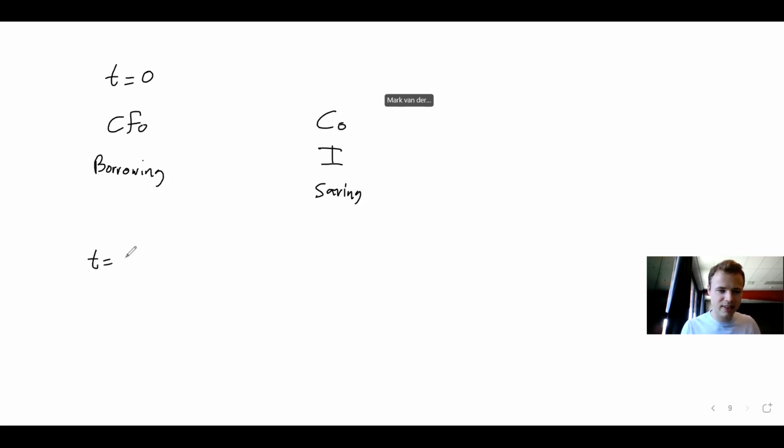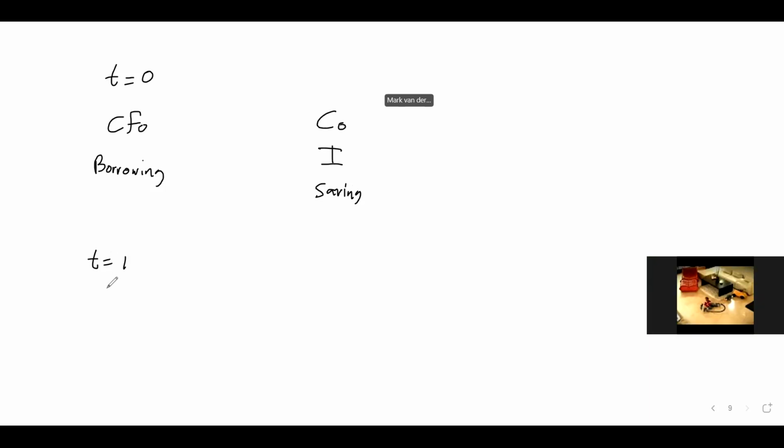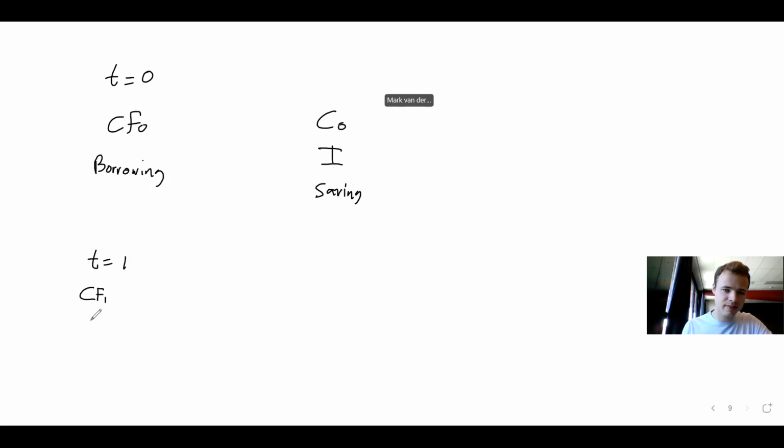And then if we look at TS1, what are then the inflows? So CF1. Borrowing.